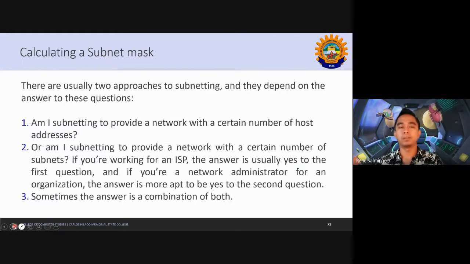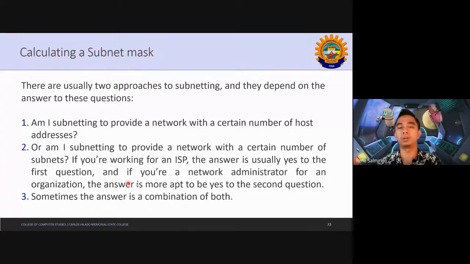Calculating a subnet mask. There are usually two approaches to subnetting, and they depend on the answer to this question. First, you ask why you need to divide the network. Am I going to provide a network with a certain number of host addresses, or am I subnetting to provide a network with a certain number of subnets? If you are working for an ISP, the answer is usually yes to the first question: I am subnetting to provide a network with a certain number of host addresses.